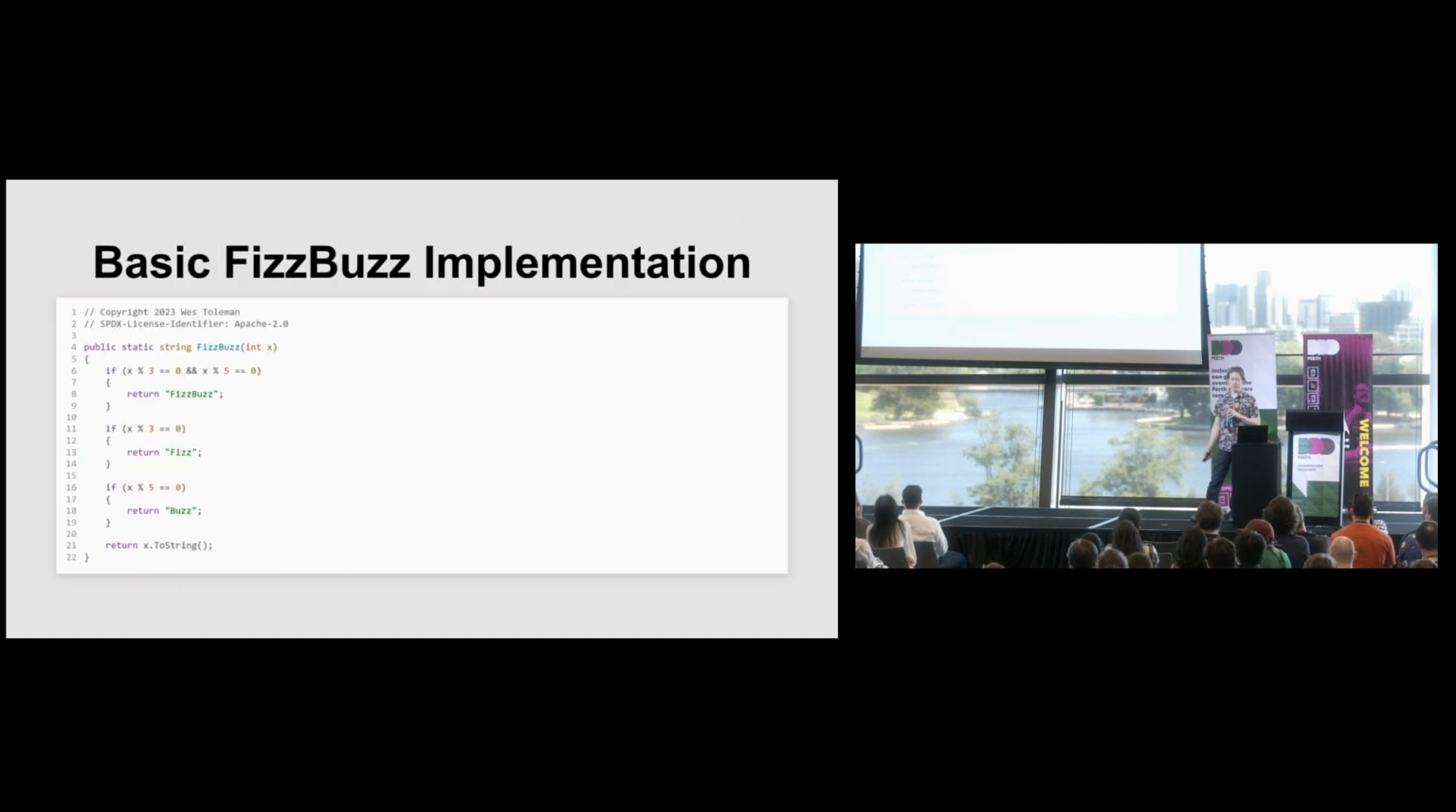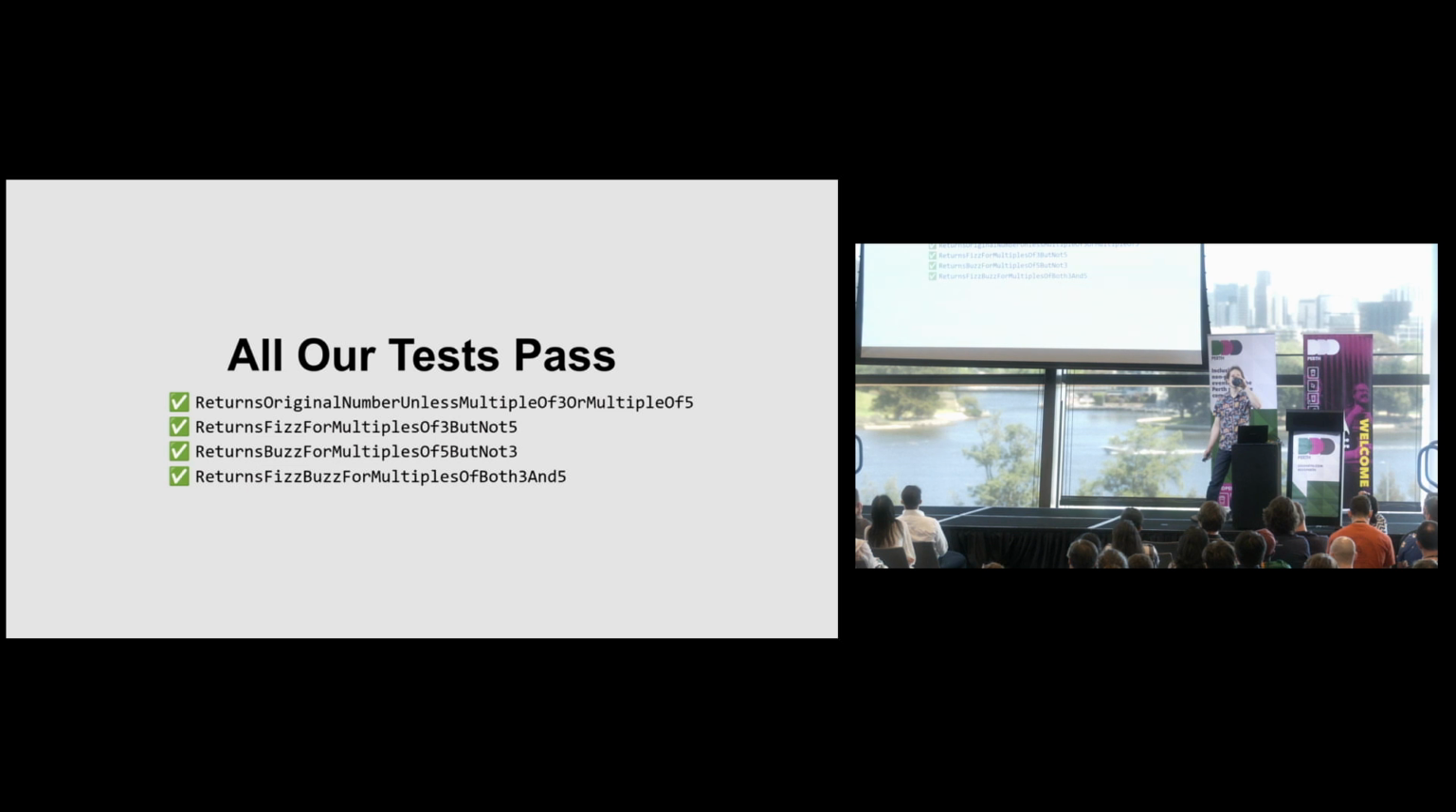Now we have a basic FizzBuzz implementation and a suite of passing property-based tests. We can confidently refactor without having to worry about regressions. Hooray, all our tests passed.